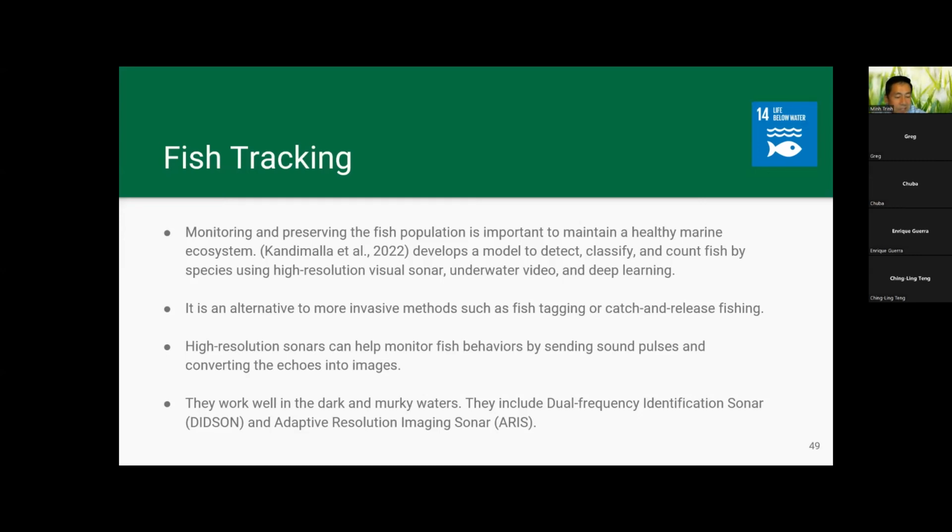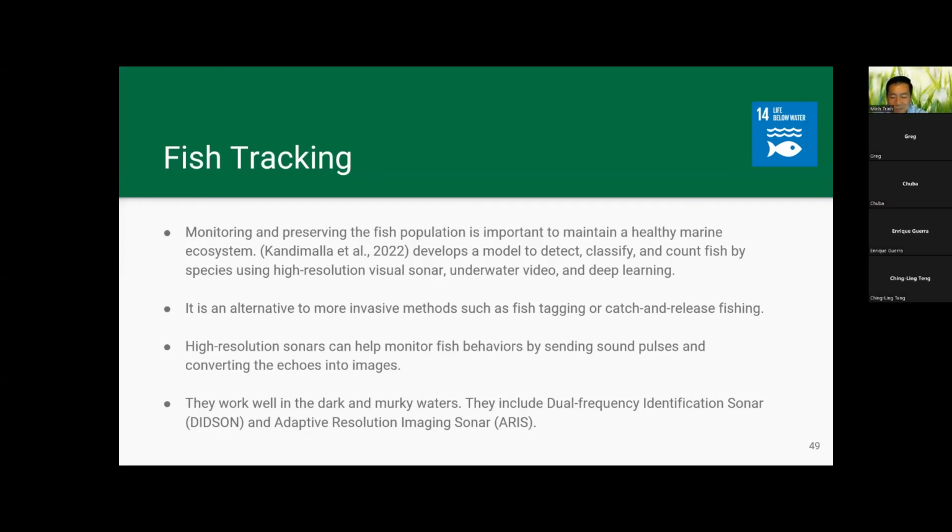So how do you monitor these fish? What they suggest is these high-resolution sonars, which can help monitor fish behaviors. They send pulses, right? Like the principle of sonar, like for submarines, and they convert the echoes into images. So the advantage is you don't touch the fish. They also work well in dark and murky waters. It's not optical, because it's like a sound wave, and sound waves don't care about the light. So even very deep under the sea, it still works.